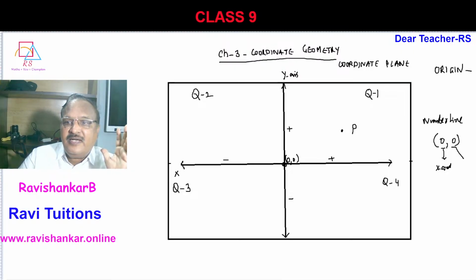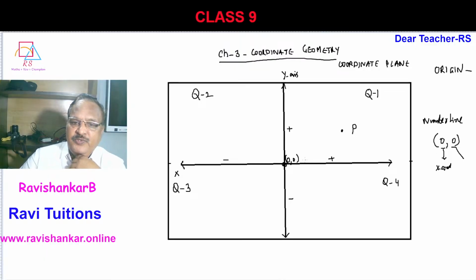What are the coordinates of the origin? The x coordinate is 0, and the y coordinate is also 0. So that means you can have numbers 1, 2, 3, 4, 5, and so on. Here 1, 2, 3, 4, 5, like this.